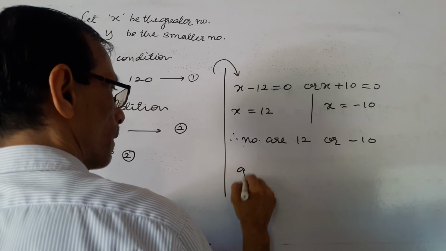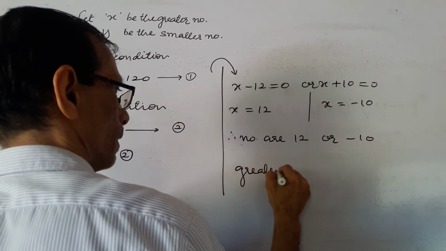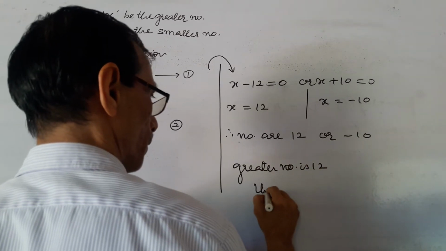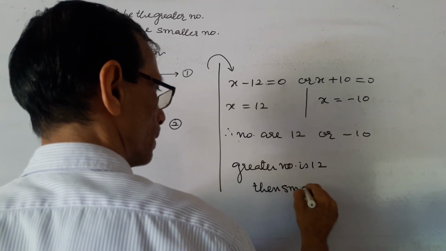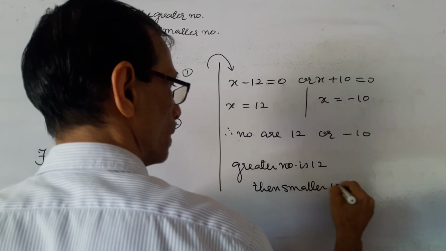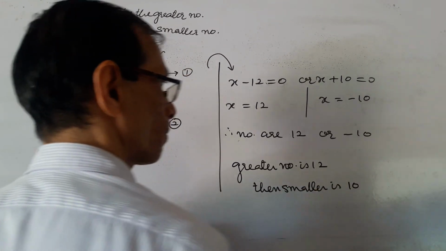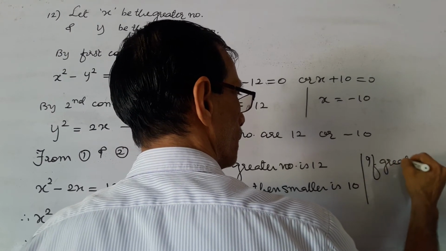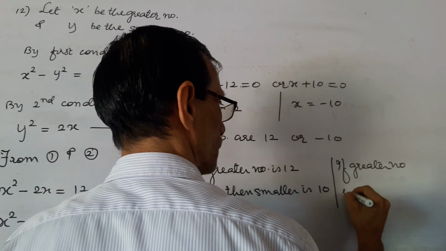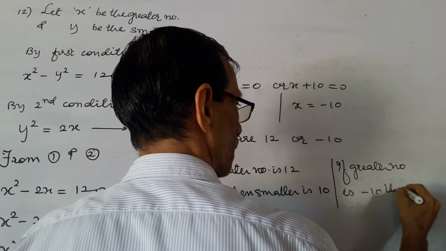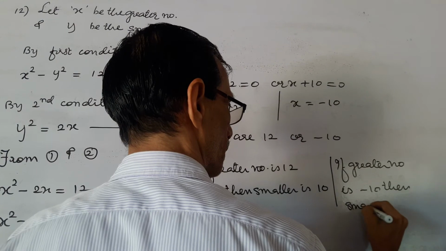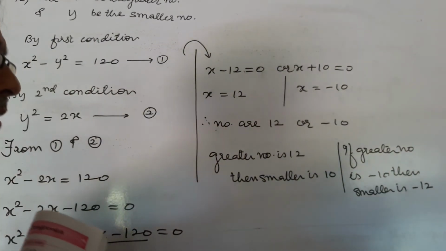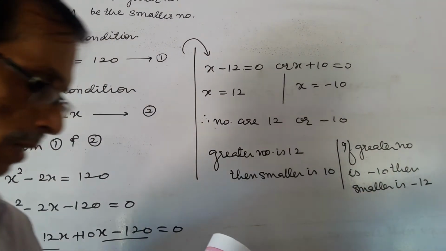Therefore the greater number is 12, then the smaller is 10. And if the greater number is minus 10, then the smaller is minus 12, because minus 12 is smaller than minus 10 by 2. So these are the numbers.